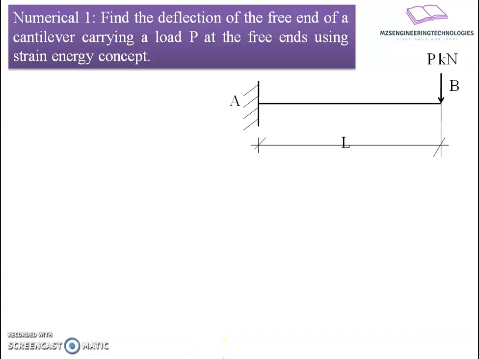Greetings. In the last lecture, we discussed the strain energy stored in deformable bodies, especially in reference to axial load and bending moment. Let us have a numerical based on that.